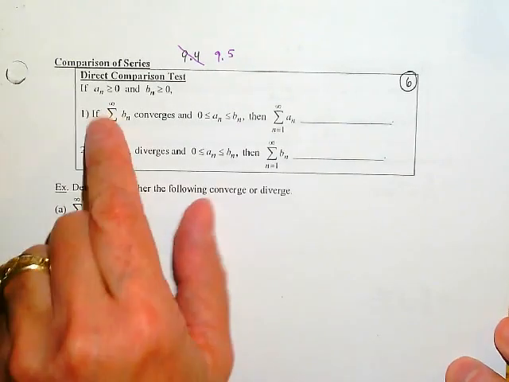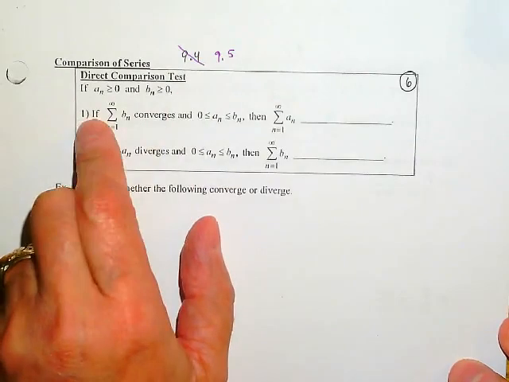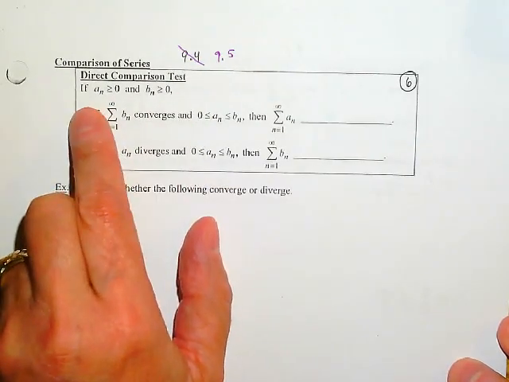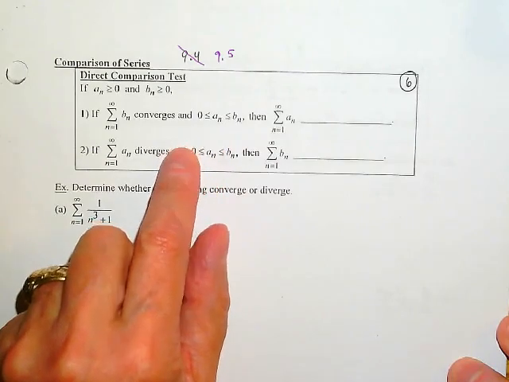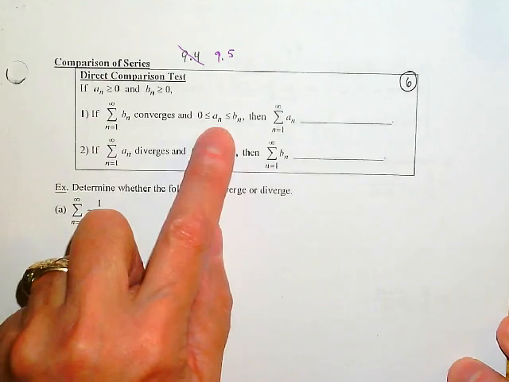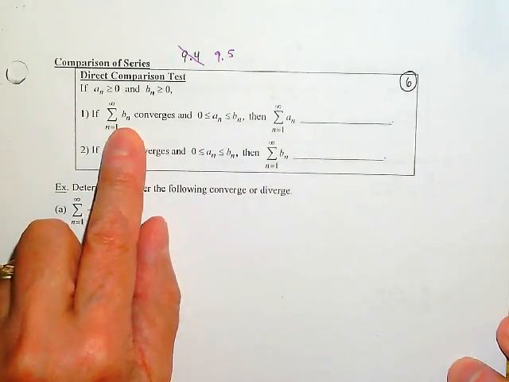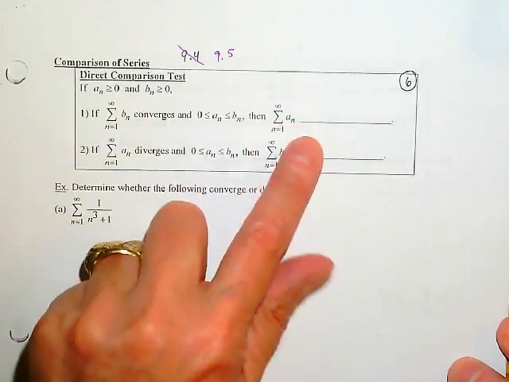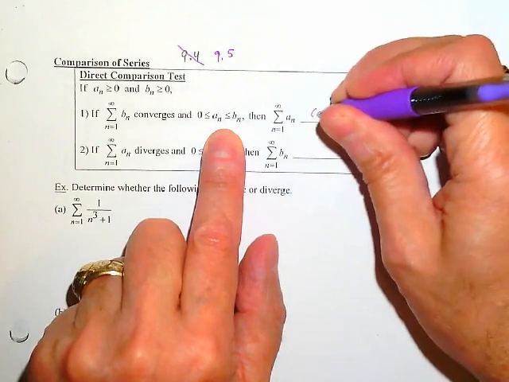The direct comparison test is really pretty interesting. If you have two series now that we're comparing, A sub n and B sub n, and it's always that A sub n is less than B sub n. Okay, so you've got 0 is less than A sub n is less than B sub n. If B sub n converges, then A sub n is also going to converge.